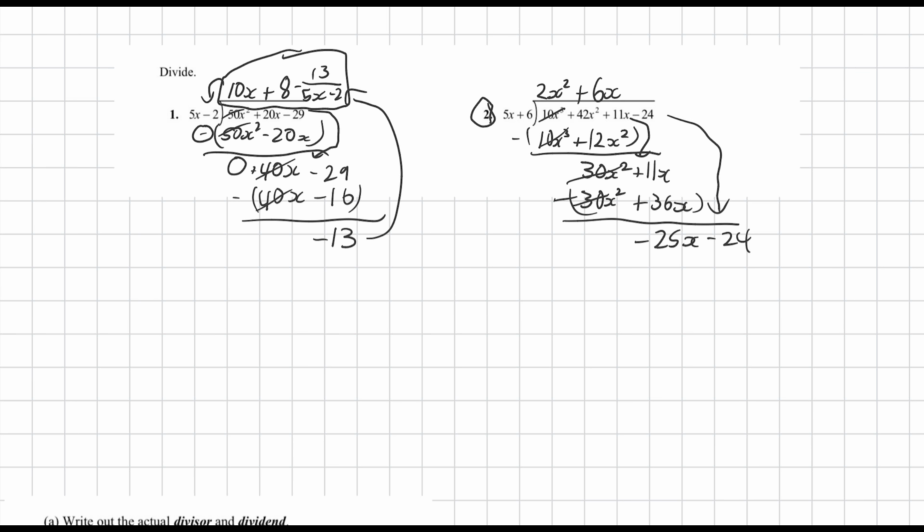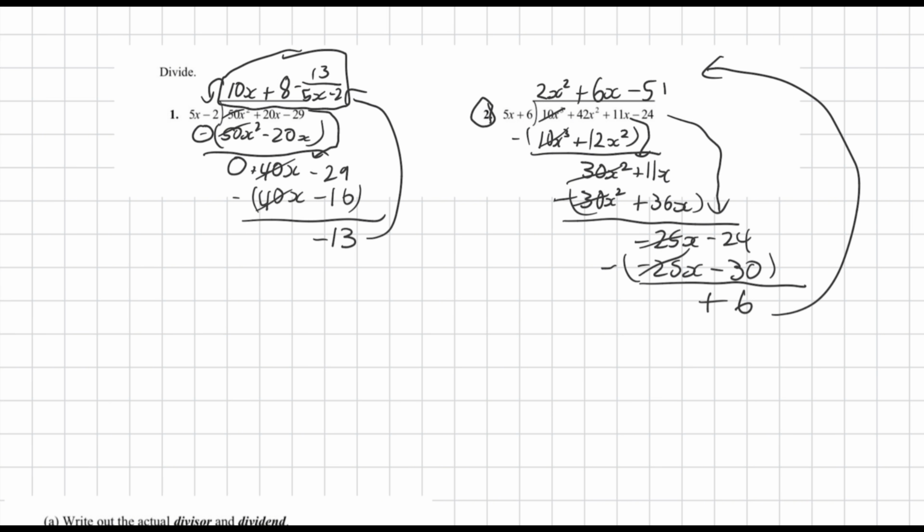5x goes into negative 25x, you times it by negative 5. Negative 5 times 5x is negative 25x, and negative 5 times 6 is negative 30. Times that by negative. These cancel out. Negative 24 plus 30 is going to end up being positive 6. And 6 isn't times by an x, so it can't be divided by the 5x, so that becomes our remainder. So it's going to be plus 6 over 5x plus 6. So this is your answer.